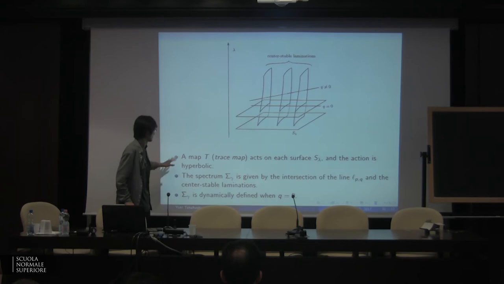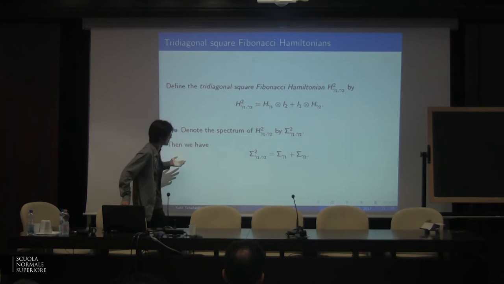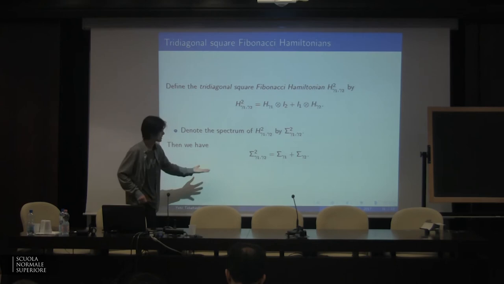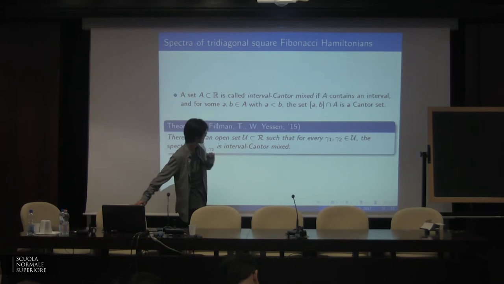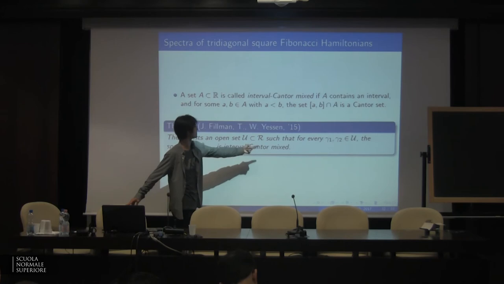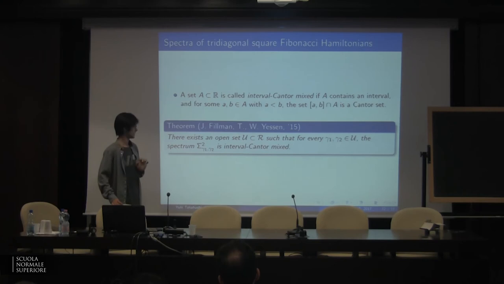Okay, I will finish in 20 seconds. Let us consider a two-dimensional quasicrystal model using those one-dimensional models. What will happen? Again, the spectrum is given by sums of two spectra, again sums of two Cantor sets, but this time it's not dynamically defined. And this is what we prove. There exists a parameter region such that if you pick parameters from that region, then the spectrum of that model is an interval-Cantor mix. It contains both interval and Cantor set. And this is the first example of a two-dimensional quasicrystal model which has these properties.